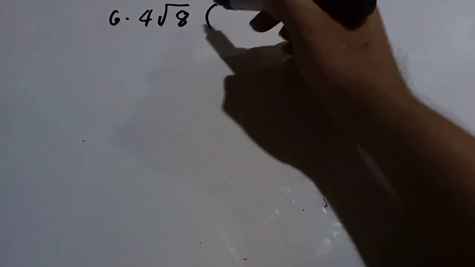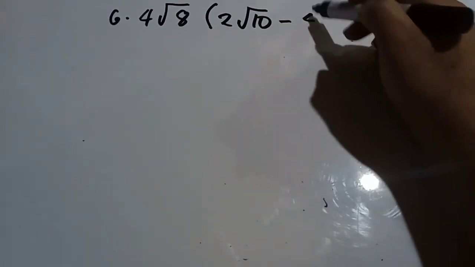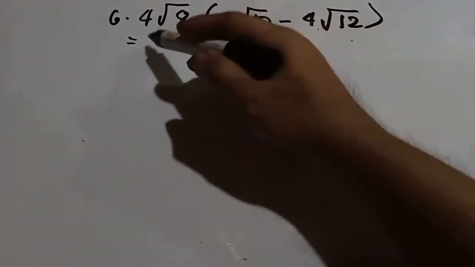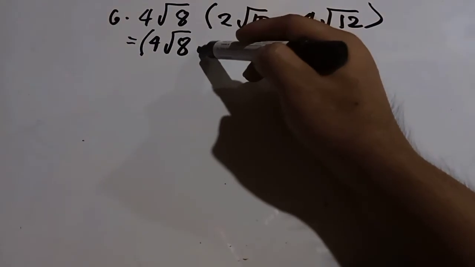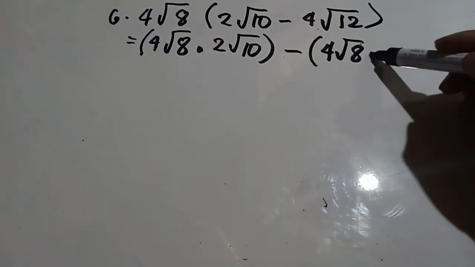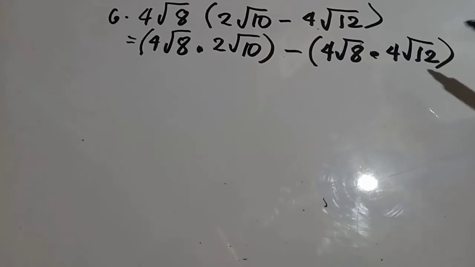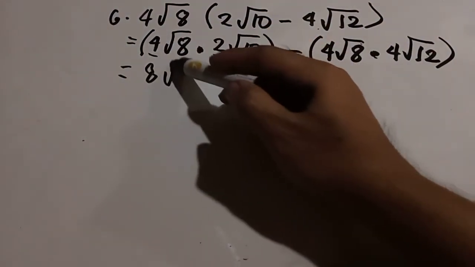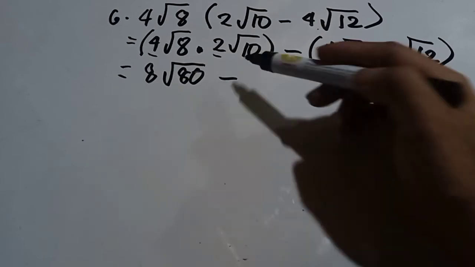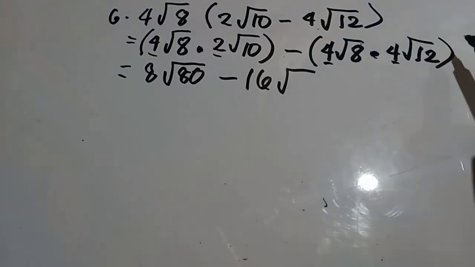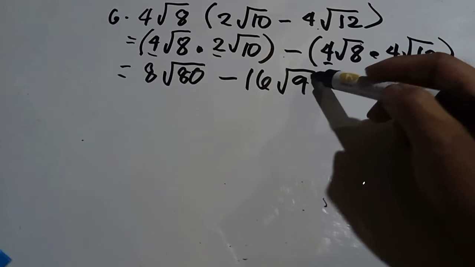Okay, number 6. 4 square root of 8 times 2 square root of 10 minus 4 square root of 12. Okay, we have again to apply the distributive property. So 4 square root of 8 times 2 square root of 10 minus 4 square root of 8 times 4 square root of 12. Next, we have again to multiply. So 4 times 2 that is 8 square root of 8 times 10 that is 80, minus 4 times 4 that is 16, and square root of 8 times 12 that is 96.